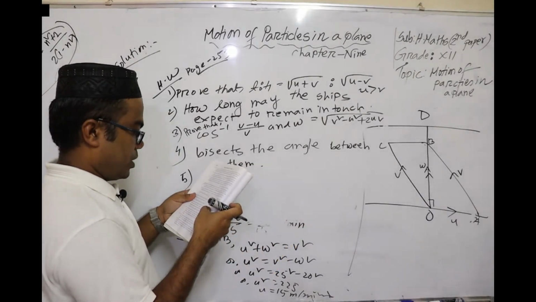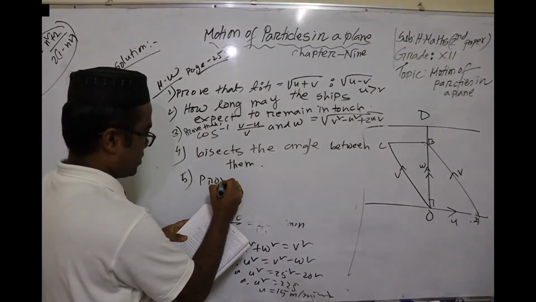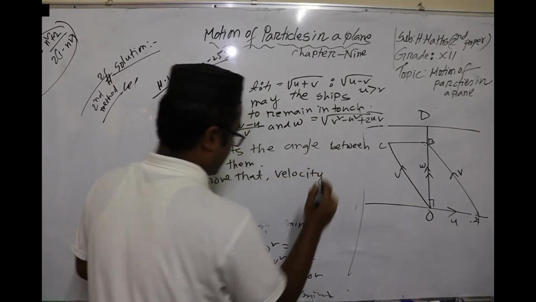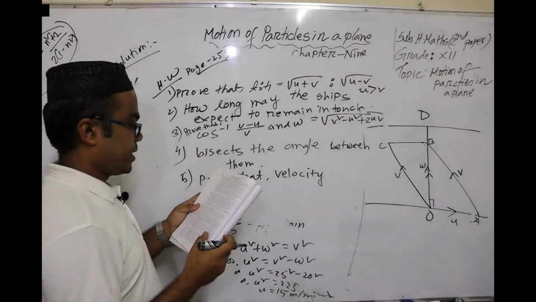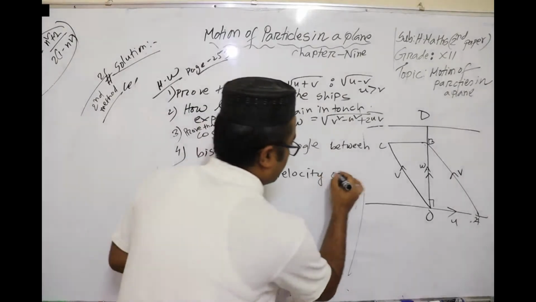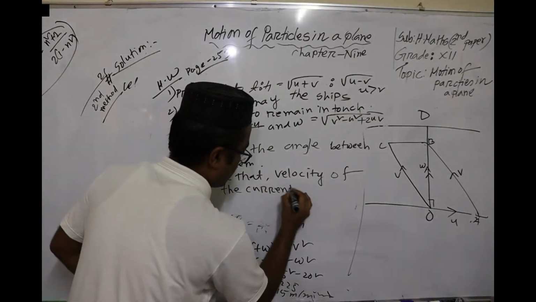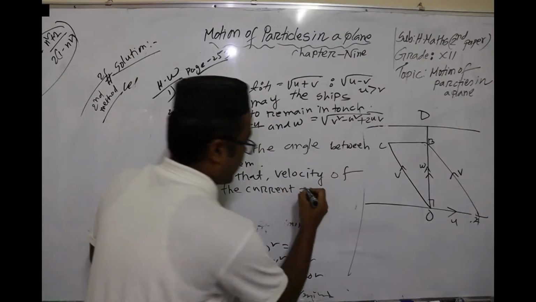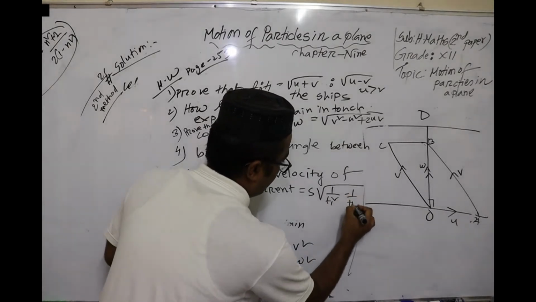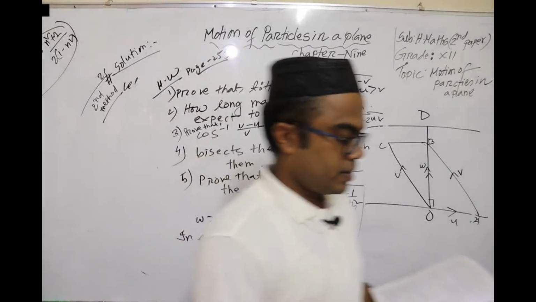Okay. Next one. Prove that the velocity of the current, this one, exercise 9a, page 256, number 2e: velocity of the current s equal to 1 by T1 square minus 1 by T2 square. Okay, that's all.